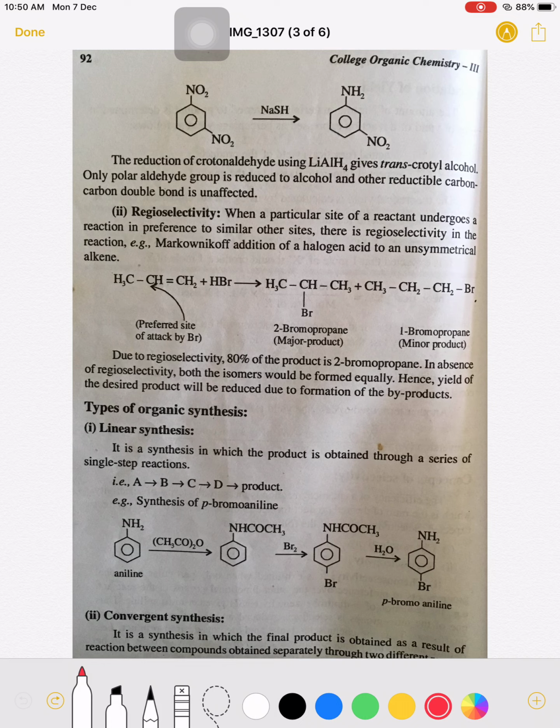If you see this molecule, CH3CH=CH2, this is propene. We are adding HBr to this propene. We get 2-bromopropane as the major product and 1-bromopropane as the minor product. The bromine either goes to this carbon or to this carbon. If it adds to the second carbon, it is known as 2-bromopropane, and if it adds to the first one, it is known as 1-bromopropane.